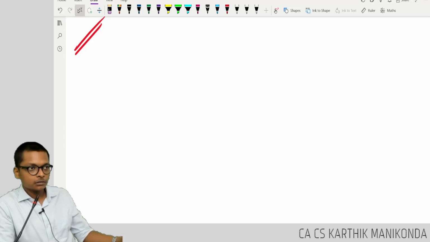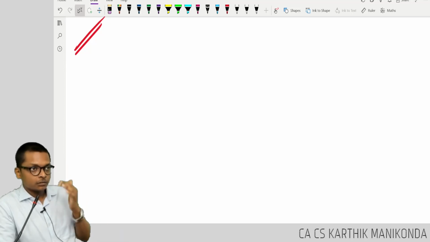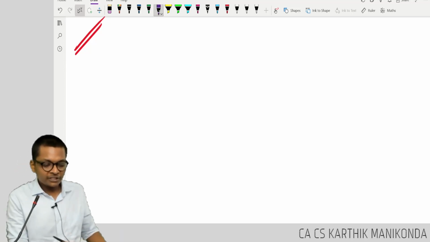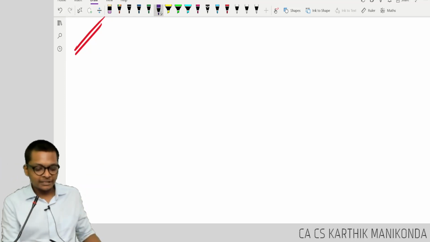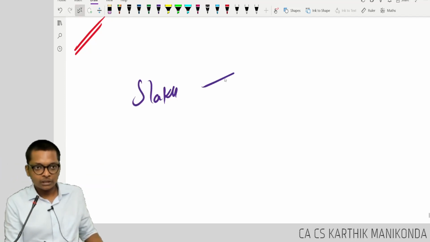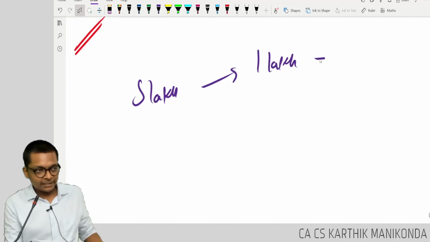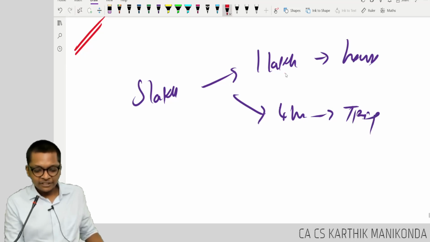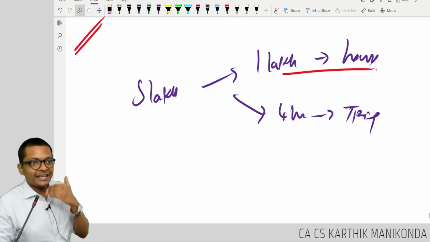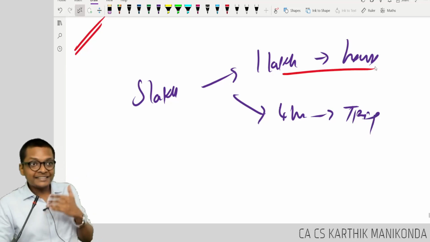4 lakhs? Trip, okay. So his question is, he's asking a question. Tell me if you're able to answer with so much of introduction. He's saying, I took 5 lakhs loan, sir. In that, 1 lakh I used for constructing a house. 4 lakhs you used for going on a trip. 1 lakh, which house I don't know, but still 1 lakh he constructed the house. 4 lakhs he went on trip.